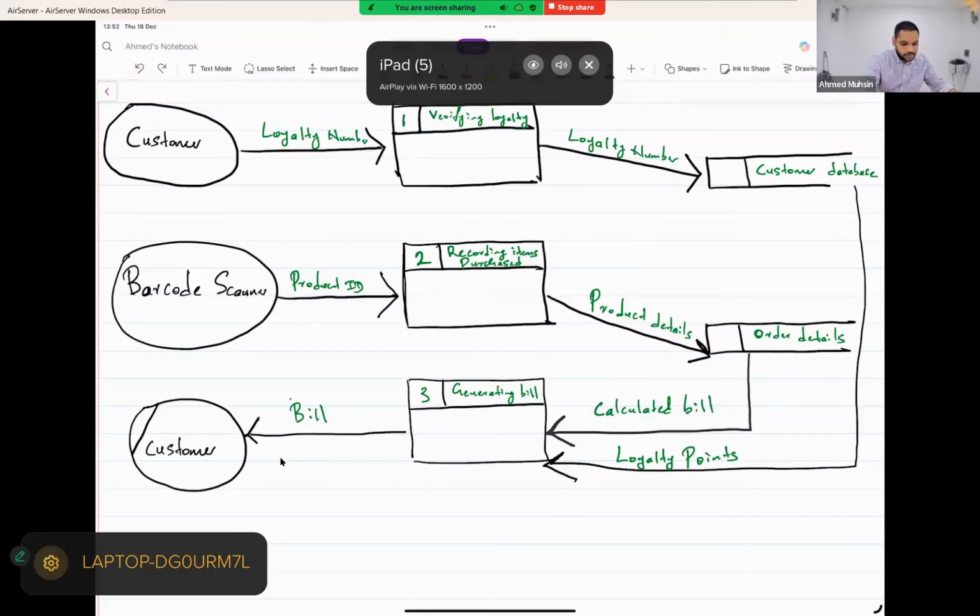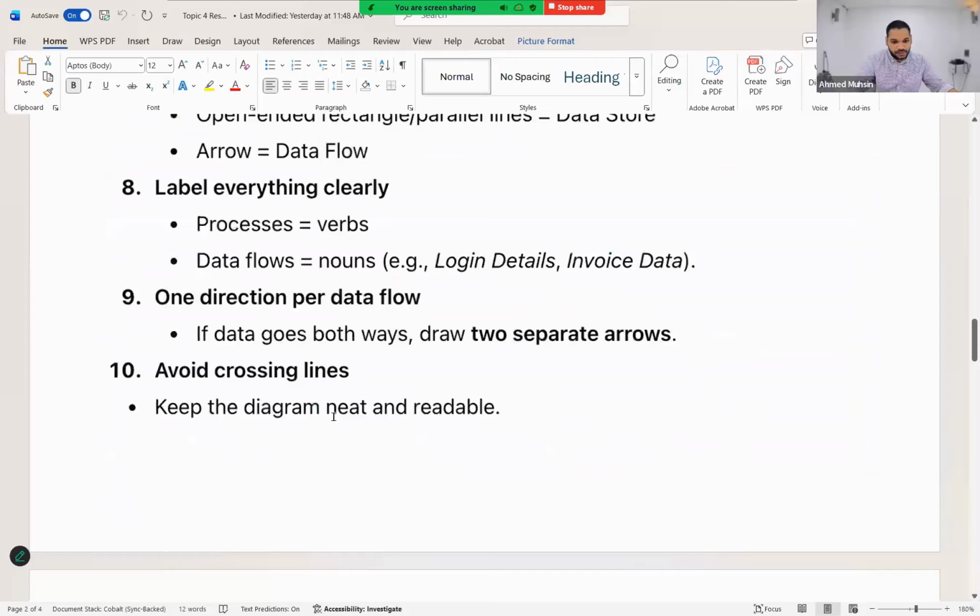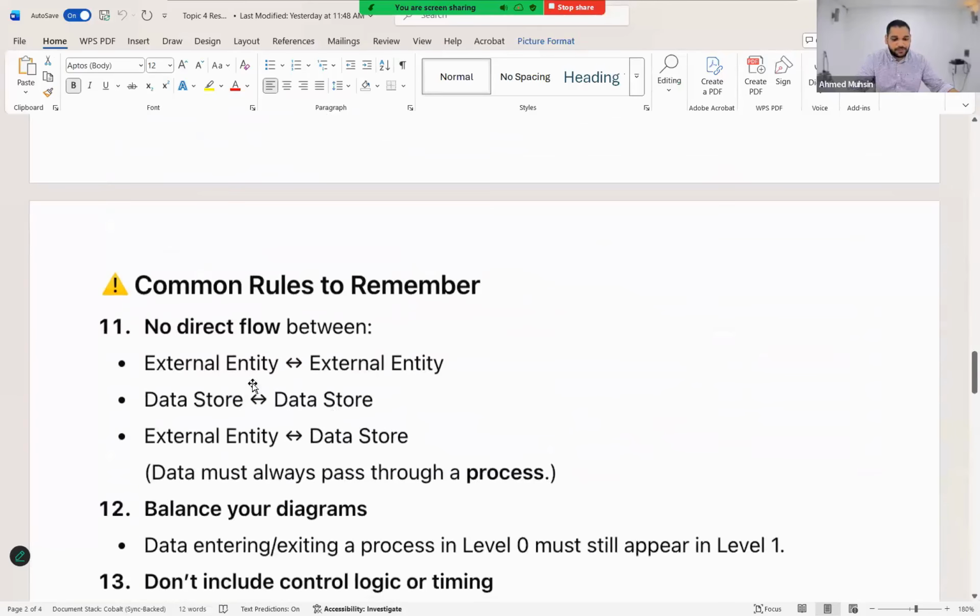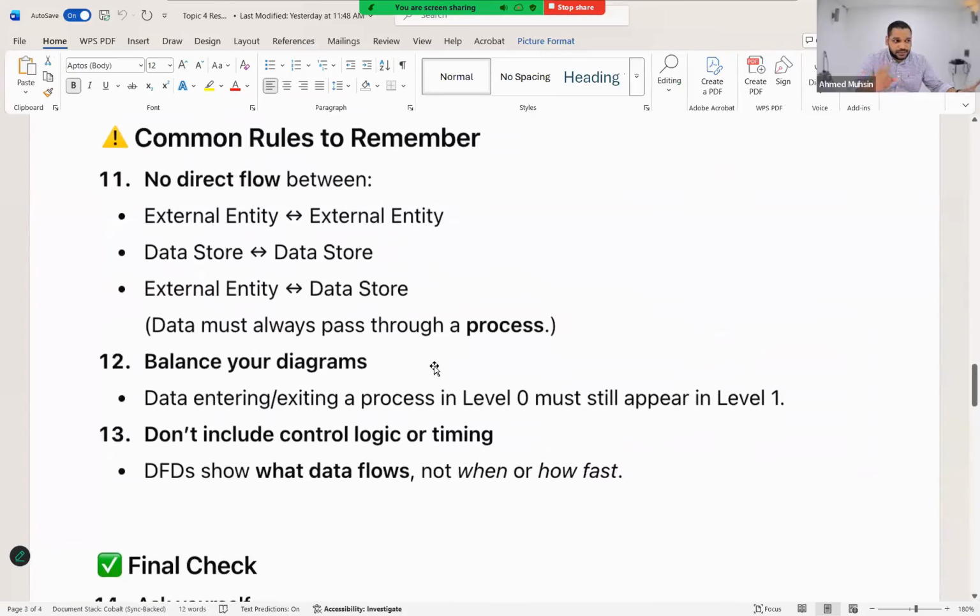Then some rules, things that you mustn't do. Common rules: external entity to external entity. Two entities cannot have direct flows. Two sources cannot have direct flows. Customer and barcode can never have arrows. A flow between a source and a data storage has to always go through a process. Can you remember this?